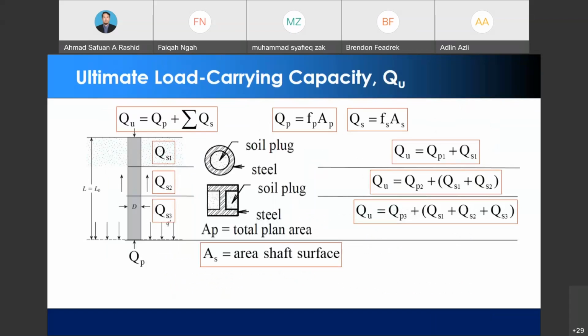So ini adalah untuk mengira dia punya capacity lah, QU. Okay. So it depends on the type of the pile yang digunakan, sama ada cylindrical pile, hollow lah, maknanya dia ada kosong ni. Okay, then or we use this H pile. Okay.